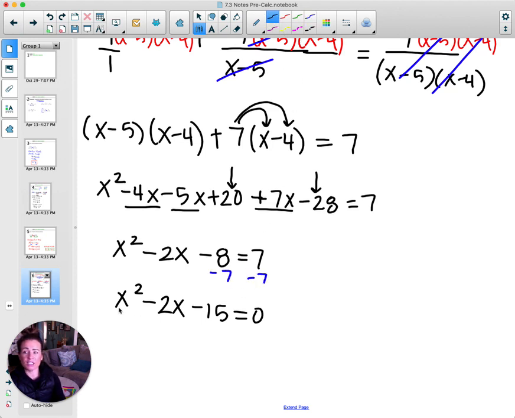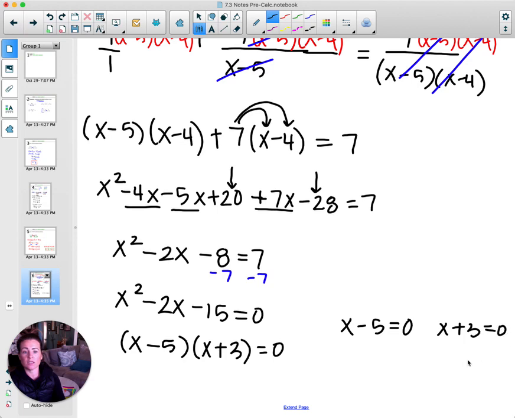Then you can factor. Okay, so what are the factors of negative 15 that add to negative 2? So that's going to be negative 5 and positive 3. Then we can split these and set them equal to 0. So x minus 5 equals 0 and x plus 3 equals 0. Add 5 to both sides. Subtract 3 from both sides. And these are your two solutions, 5 and negative 3.